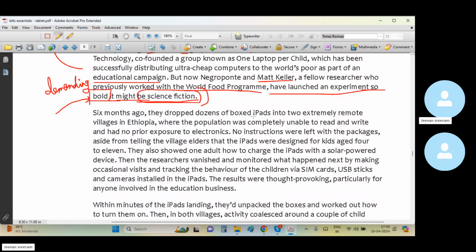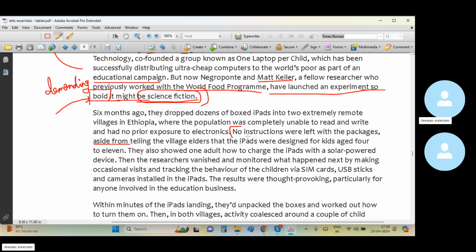Six months ago, they dropped dozens of boxed iPads into the extremely remote village, where the population was completely unable to read and write and had no prior exposure to electronics. No instructions were left with the packages apart from telling the village elders that iPads were designed for kids aged 4 to 11. Basically no instructions are there in the package, but villagers were told they are designed for kids.